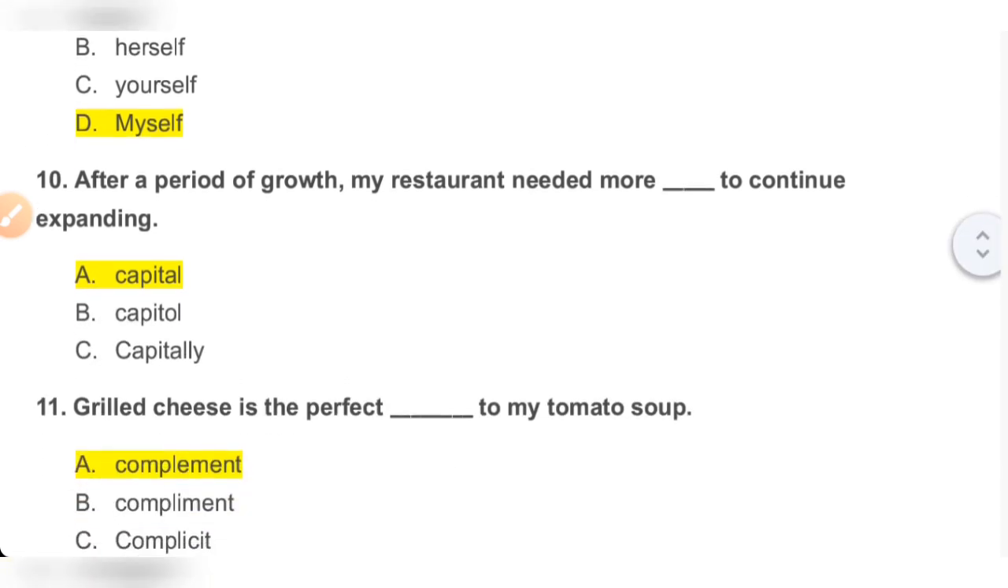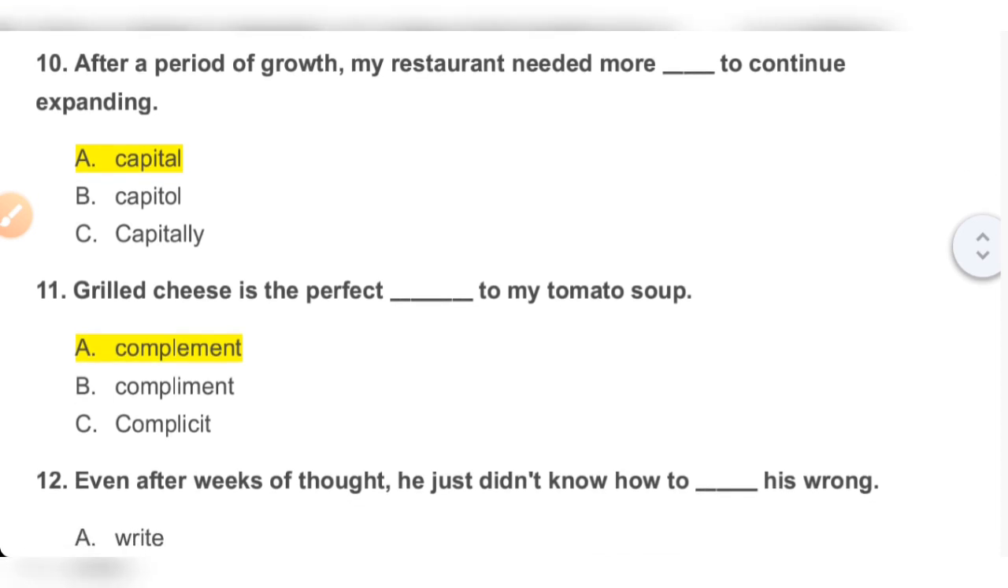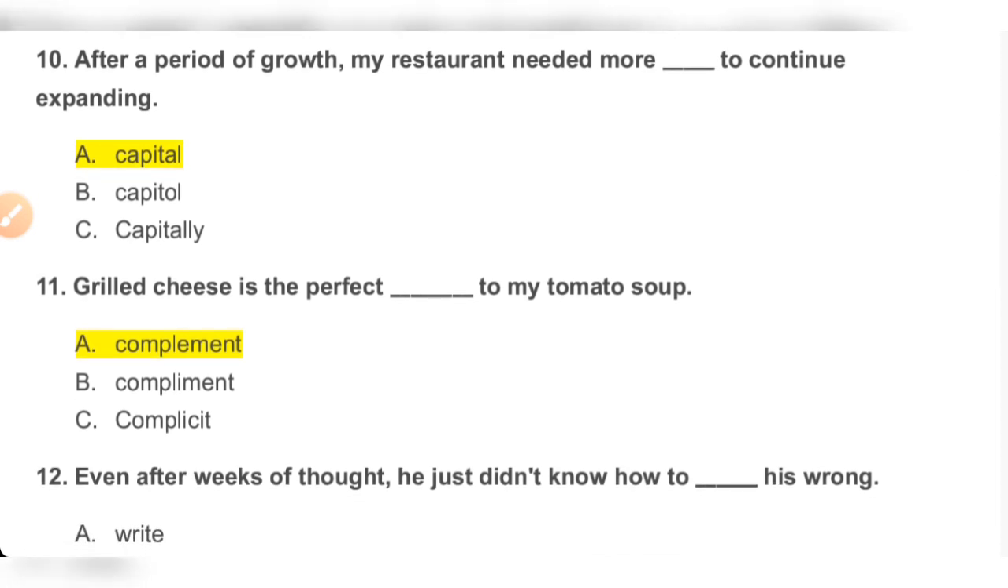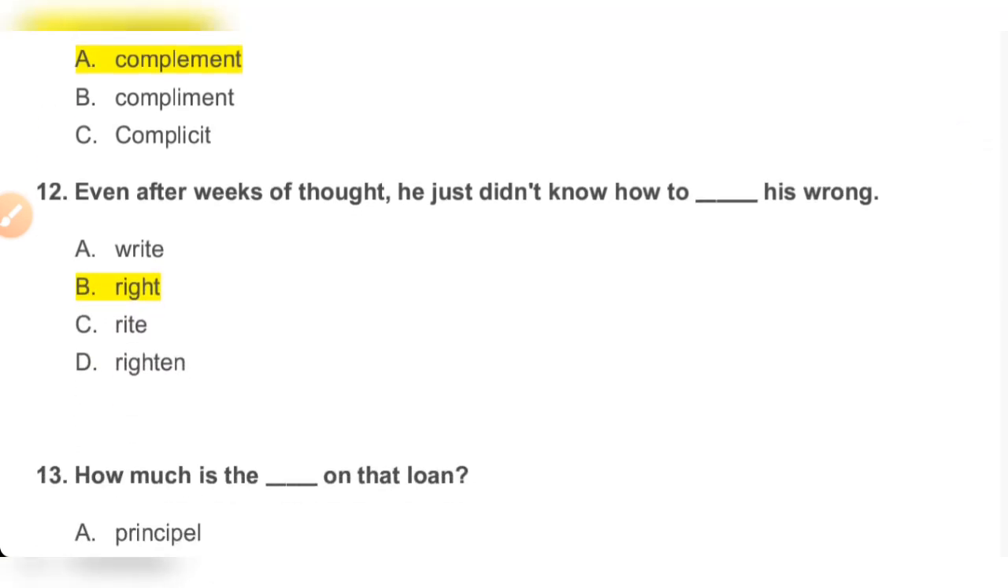And the 10th question: after a period of growth, my restaurant needed more dash to continue expanding. The correct option is option A, capital. 11th question: choose the perfect dash to my tomato soup. The correct option is option A, employment. 12th question: even after a week of thought, he just did not know how to dash his wrong. The correct option is option B, right.